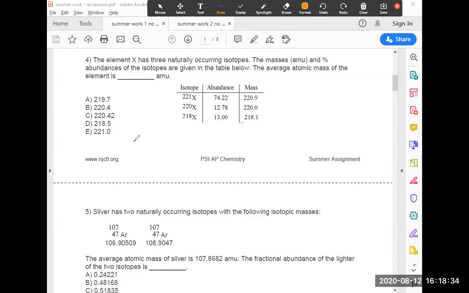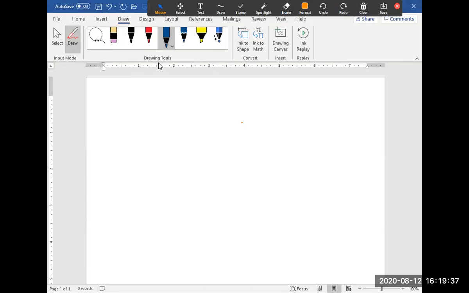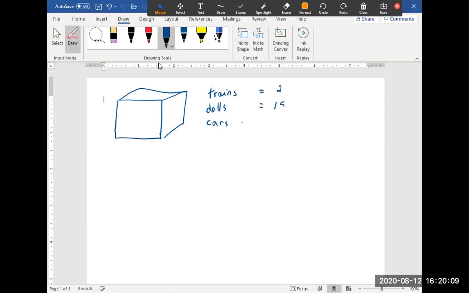Let's say that I have a box, okay? And in this box, I have 3 categories of stuff, okay? So for example, I have trains, I have dolls, and I have cars, okay? Now, I have train-wise, for example, I have 2 of those, okay? Dolls, I have, for example, 15, okay? And in cars, I have, let's say 3, okay?